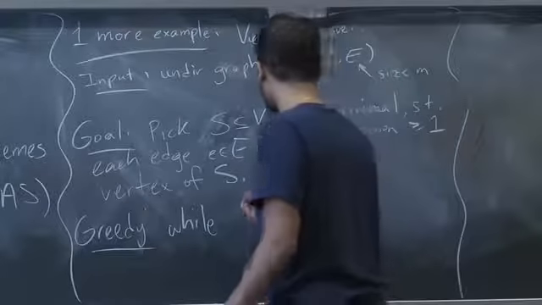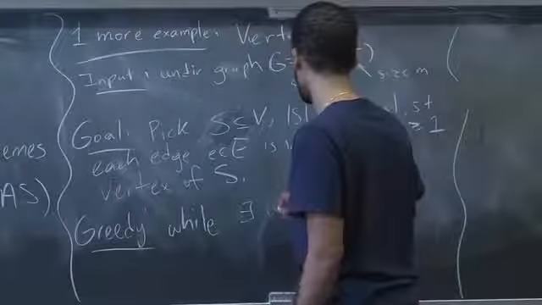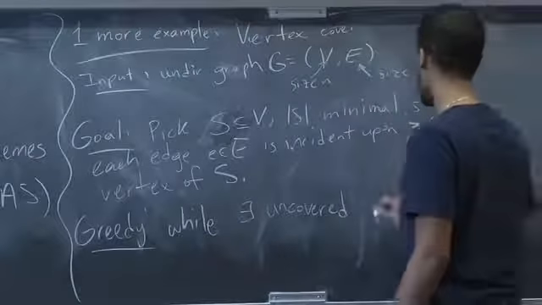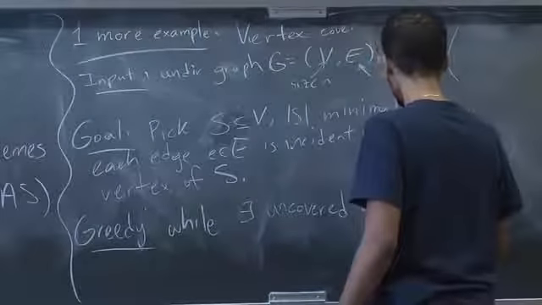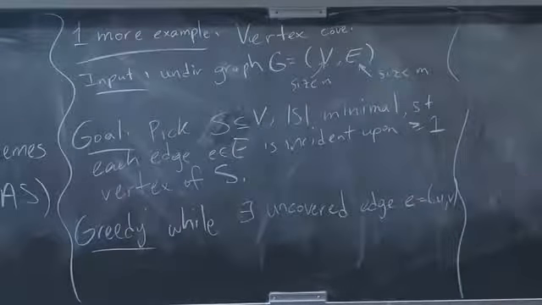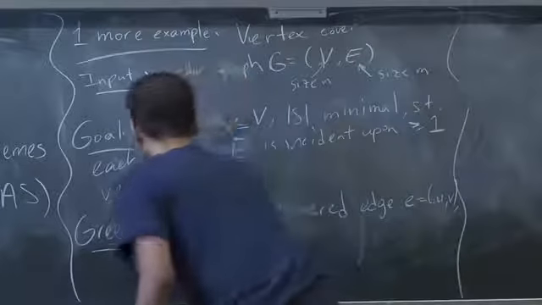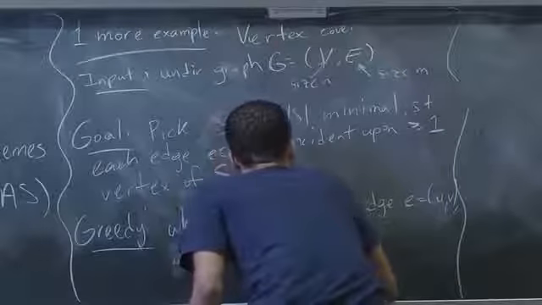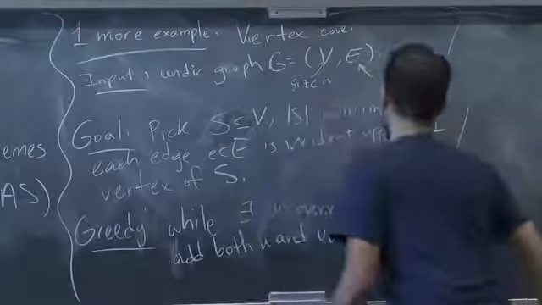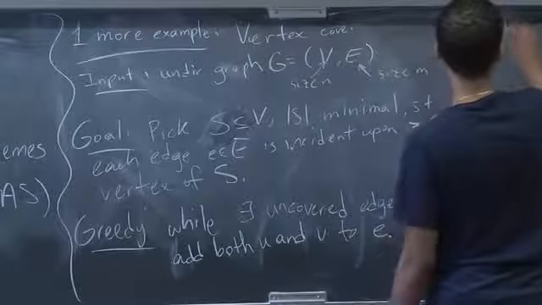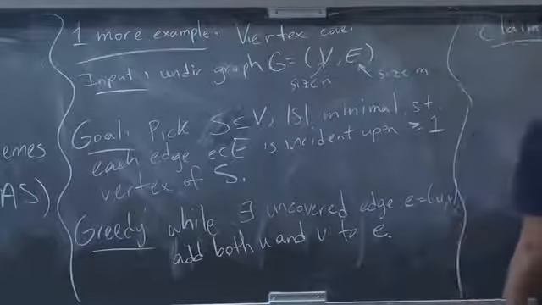So greedy: while there exists an uncovered edge, an edge e from u to v, add both u and v to S. And the claim is that greedy is a 2 approximation.